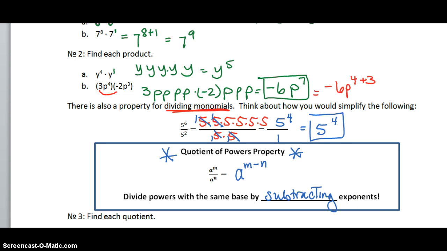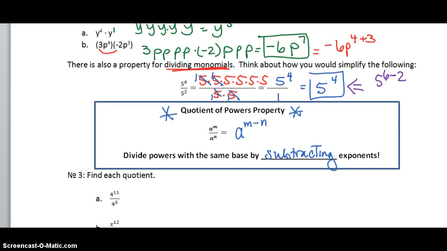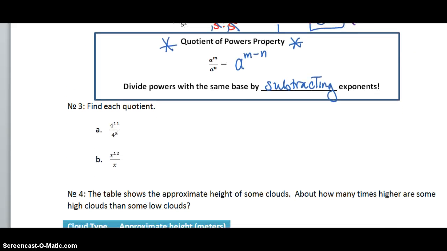Let's go up here and check to see if we agree. Let's get another color here. Go back to purple. So 5 to the 6 minus 2. 6 minus 2 is 4. We would end up with the same answer using the shortcut, and that's much quicker than writing out all of our multiples. So let's go to find the quotient.